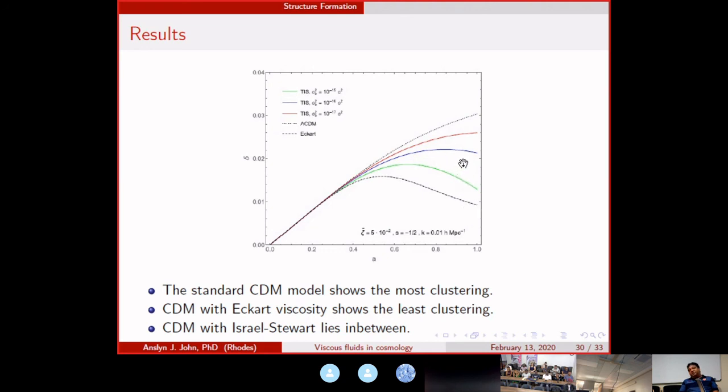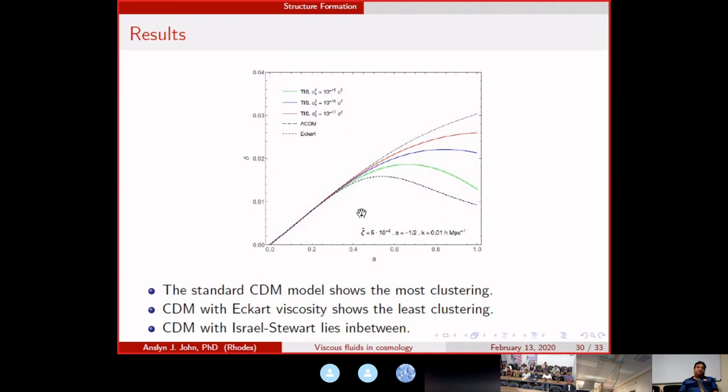So in the small scale crisis, you've got far too much structure on the much smaller scales. And this is just a plot for a specific wave number k. And so what we've demonstrated is that including causal bulk viscosity can suppress the growth of structure. There are equivalent plots in our papers at various scales. So we've motivated why bulk viscosity could be important in cosmology and how it could help address these structure formation problems.